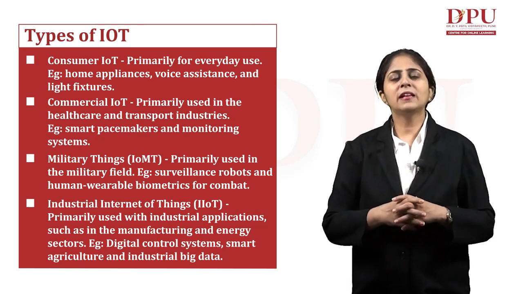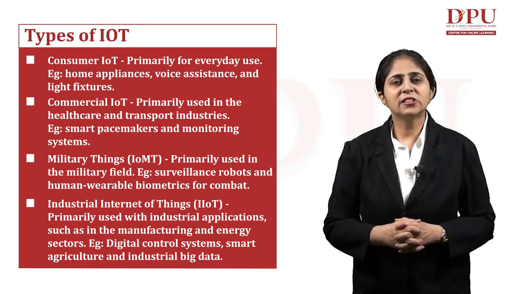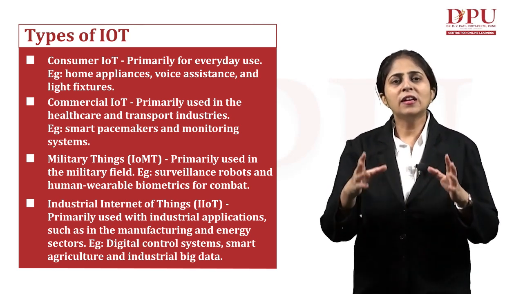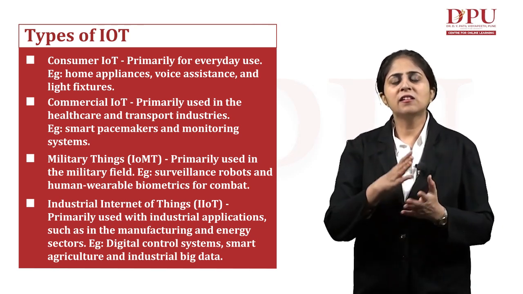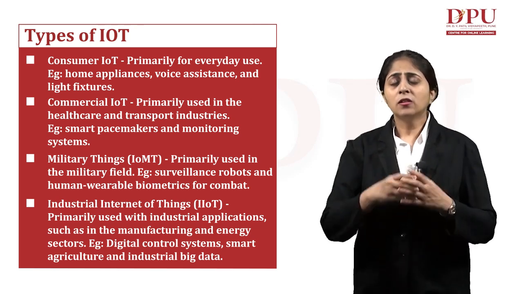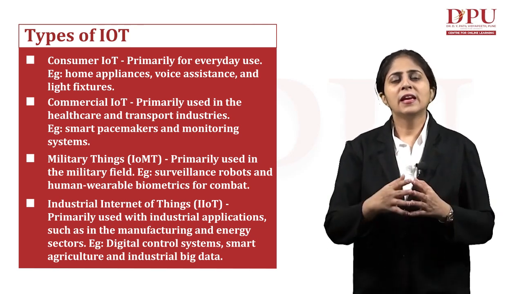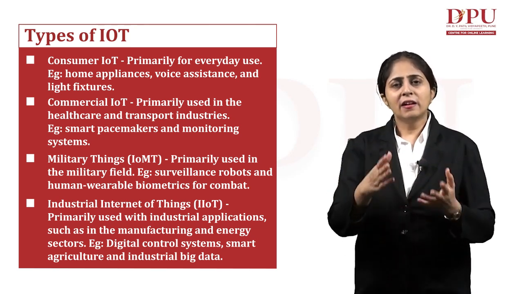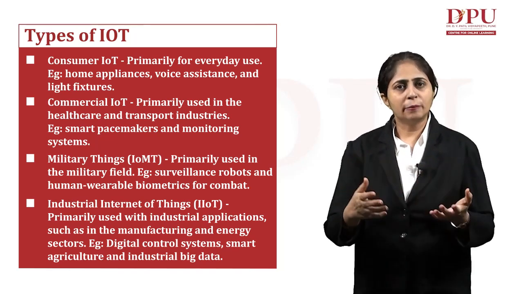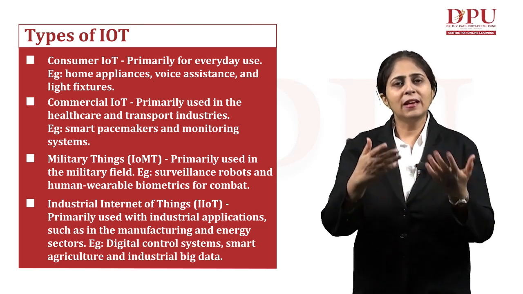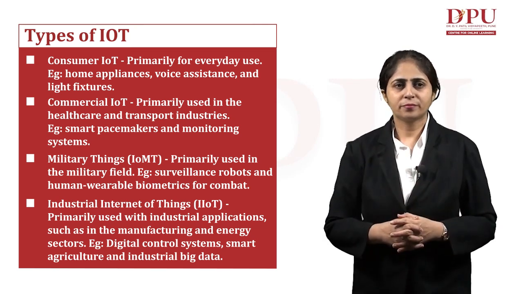For example, we can have digital control systems today. We have smart agriculture techniques nowadays. We have industrial big data. So this is all part of this industrial Internet of Things. Today this Internet of Things is helping a lot, even our farmers in agriculture, helping them with the different digital control systems that can be used, and that makes the life of people who are working in those industries much easier.